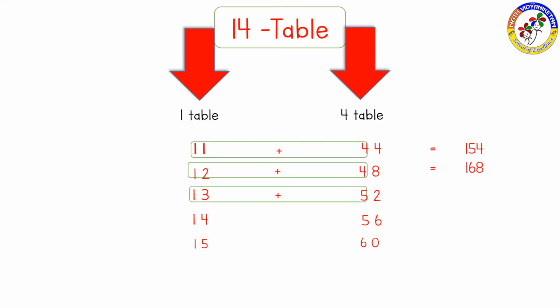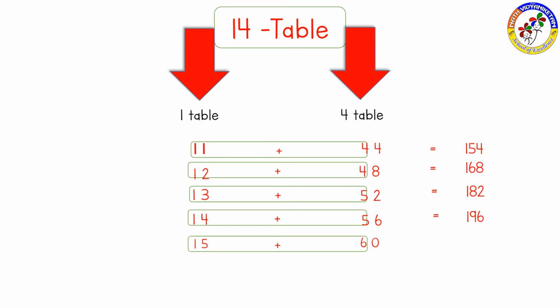168. Now 13 plus 5. 13 plus 5 is 18. And write 2 as it is. That is 182. Now 14 plus 5. 14 plus 5 is 19. And write 6 as it is. That is 196. Now 15 plus 6. 15 plus 6 how much? 15 plus 6 is 21 and write 0 as it is. That is 210.